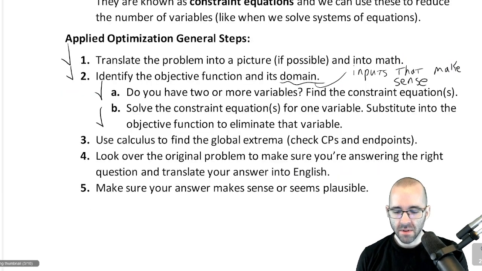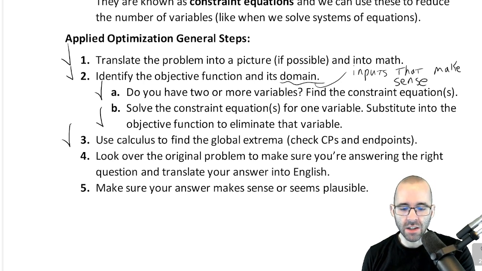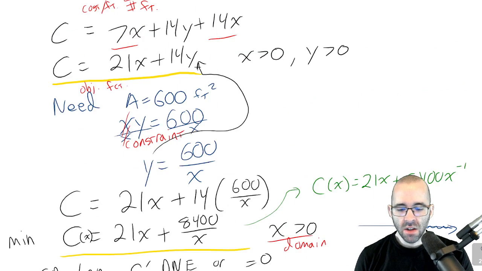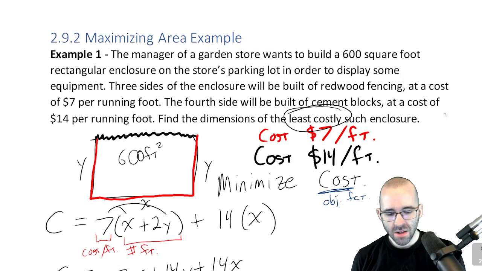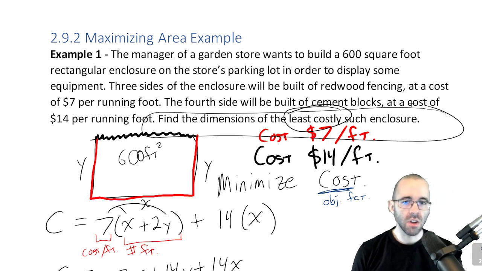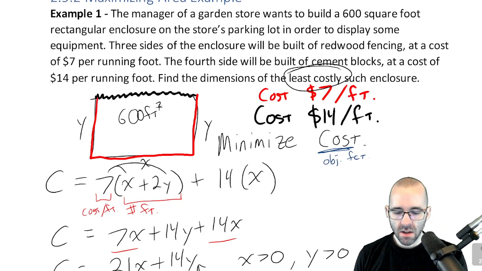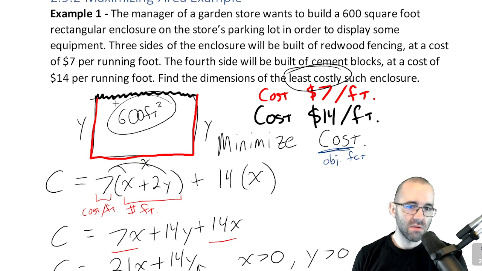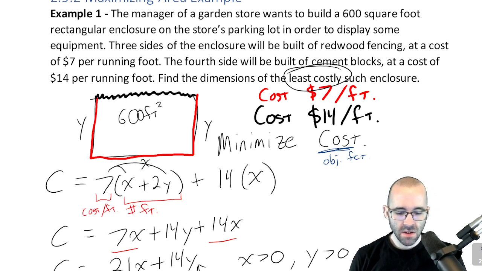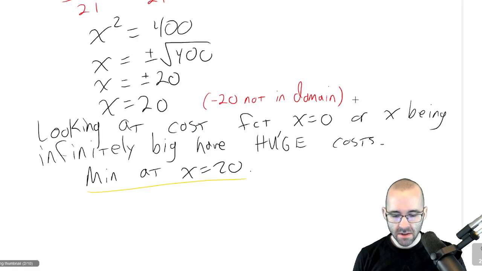What's our next step? Make sure we answer the right question. Translate your answer into English. We said x was 20. What were we trying to do? Find the dimensions of the least costly such enclosure. Oh, so x is 20. What is y? Well, if it needs to multiply to 600, y must be 30. Oh, I drew my rectangle wrong. That's fine. Right? So y is 600 divided by x.